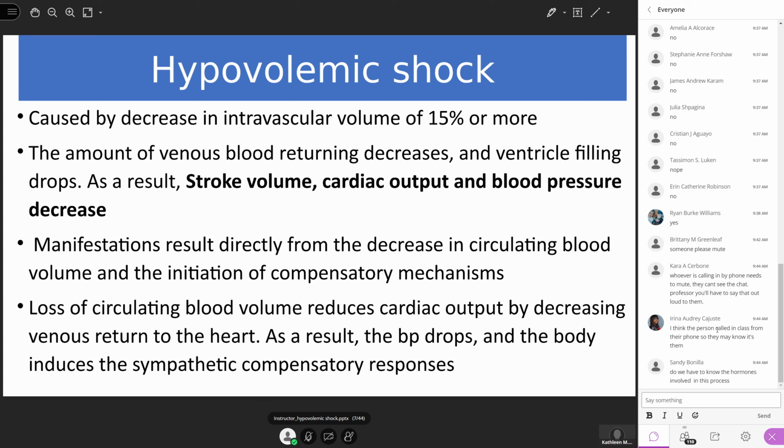The loss of circulating volume reduces the cardiac output by decreasing the venous return to the heart. We've talked about that. And as a result, the blood pressure drops, and the body induces the sympathetic responses. And I mentioned the baroreceptors. Basically, they identify the lack of stretch in the heart, and it immediately constricts the blood vessels. So you kind of see where we're going there.